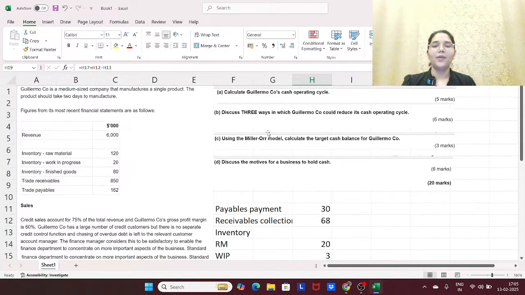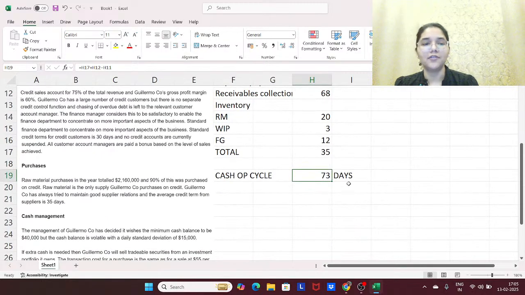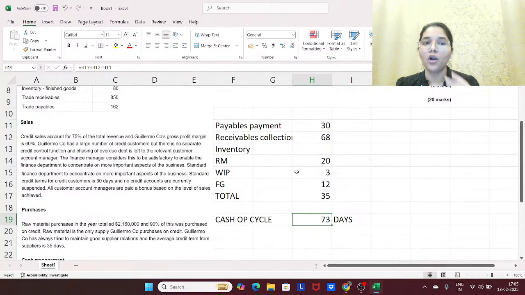The second requirement is a discussion based requirement. It tells you to discuss 3 ways in which they can reduce their cash operating cycle. Now cash operating cycle, see, the formula is right in front of you. What all do you add? You add everything related to inventory as well as receivables.